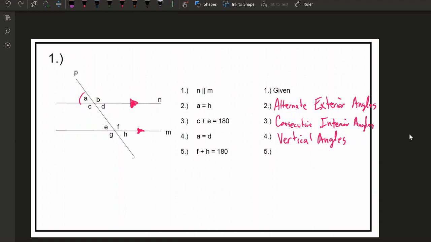And F plus H is equal to 180. So I've got F here and H here. And again, those don't use both parallel lines, so I shouldn't be using the parallel lines vocabulary. F and H add up to 180 because they are a linear pair.